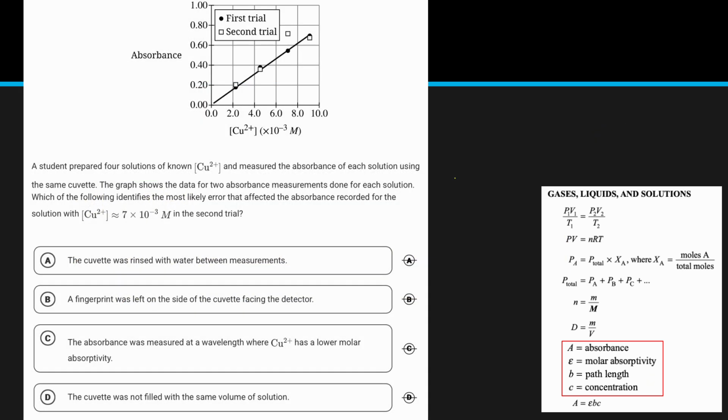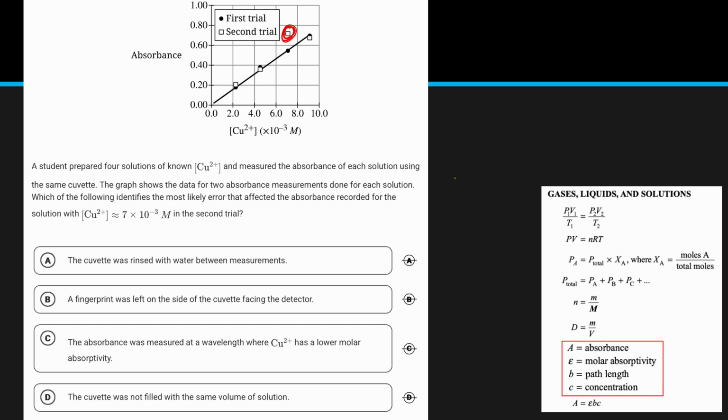All right, and for our last question on this lesson, it says a student prepared 4 solutions of known Cu2+ concentrations and measured the absorbance of each solution using the same cuvette. The graph shows the data for 2 absorbance measurements done for each solution. Which of the following identifies the most likely error that affected the absorbance recorded for the solution at about 7 times 10 to the negative 3rd, which is this square here?